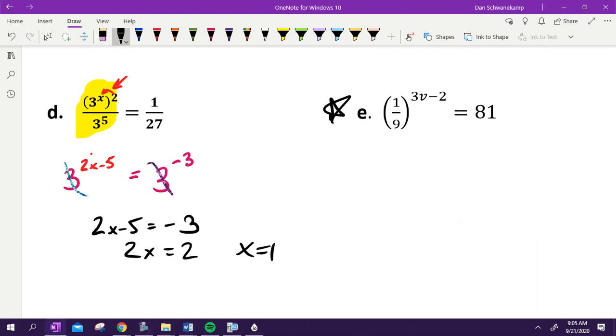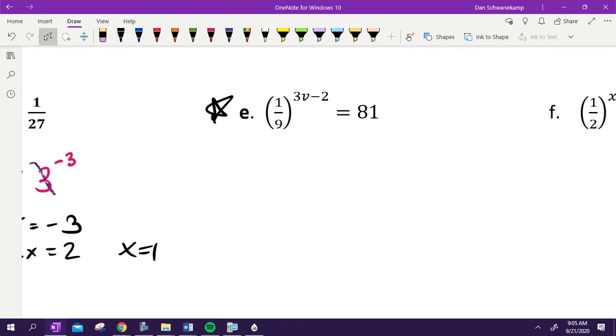All right, let's look at letter E. Show me with your fingers. What'd you get on E? What base did we use? 9. Could I have used 3? Sure. You could use 3.